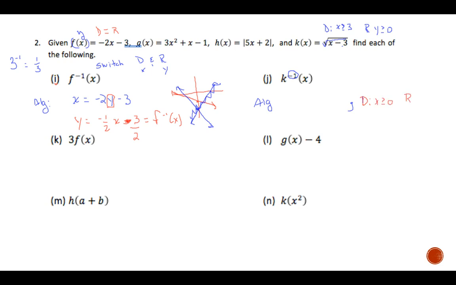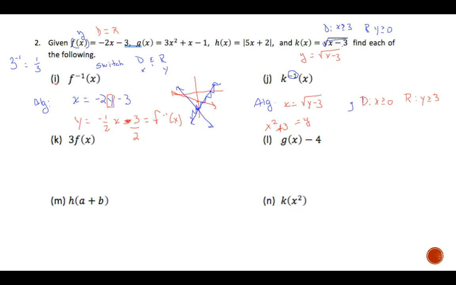And the new range is the old domain. Because when you do the algebra, you're going to say y is equal to the square root of x minus 3. Switch x and y, so you're going to get x is equal to the square root of y minus 3. Square both sides and add 3, and you're going to get y is equal to x squared plus 3. But x squared plus 3 has a domain of all real numbers, and that is not the domain of the inverse.